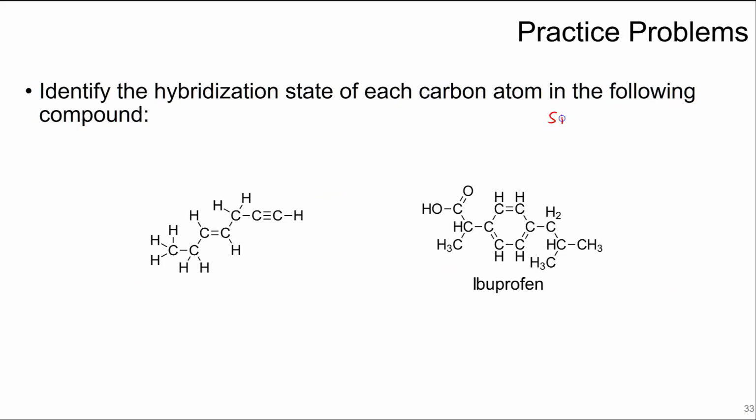Single bonds are sigma and are sp3. Double bonds have a pi bond. Those are sp2. And triple bonds have 2 pi. Those are sp. For each of the carbons, these 2 are sp. And this is the structure of ibuprofen. There are no sp orbitals there. This is sp3. I'm just going to mark all the sp3s with this green here.